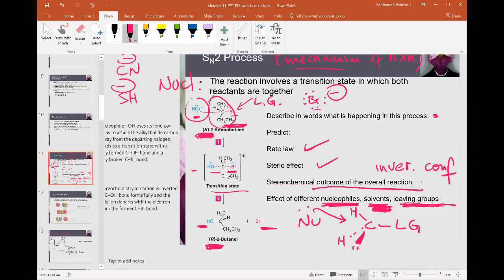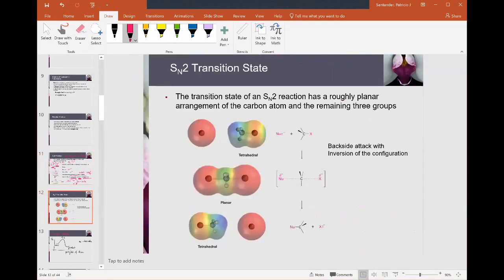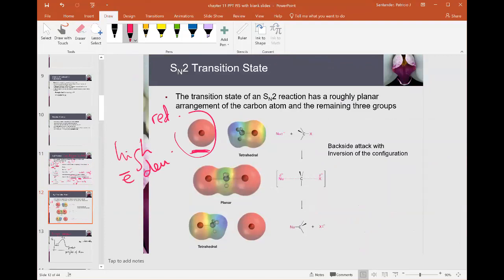Before that, let's have a look at the next slide of McMurry. There you can see that McMurry is using the electrostatic potential map to show you the course of the reaction. So here we have the nucleophile, which is red hot. Remember that red means high electron density. And then we have the substrate.